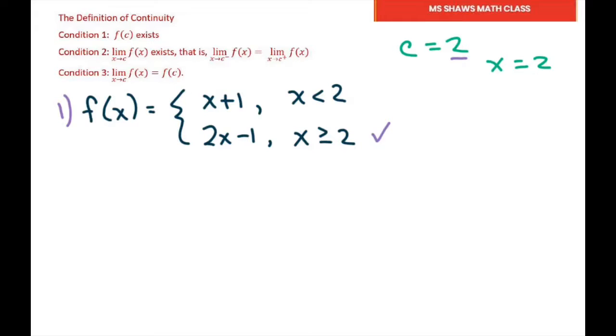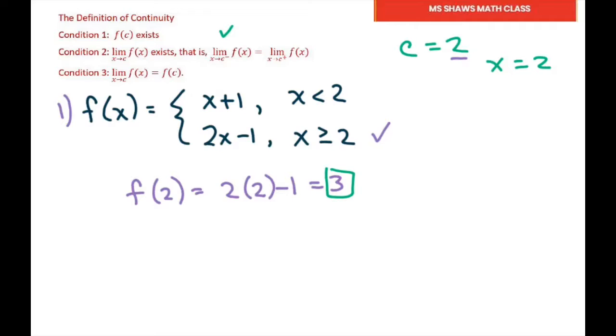So x can be greater than or equal to 2. We're going to plug in f of 2 equals 2 times 2 minus 1. So this is going to be 2 times 2 minus 1, and that equals 3. So we do have a value. So condition 1 is met.